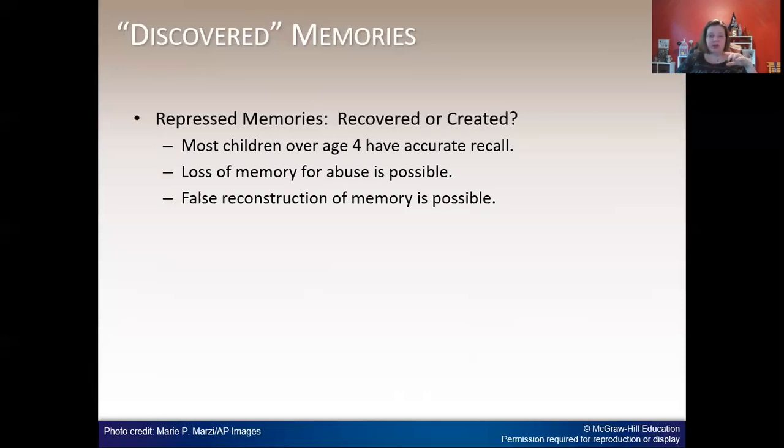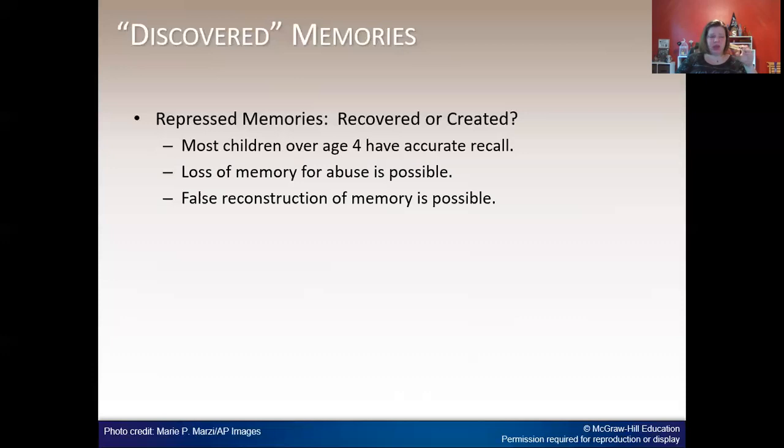If you've been abused and you lost that memory, it is absolutely possible to lose those memories because it's just too traumatic to remember. Nobody wants to remember bad things. So it's easy just to forget them and just, I'm not going to think about it.